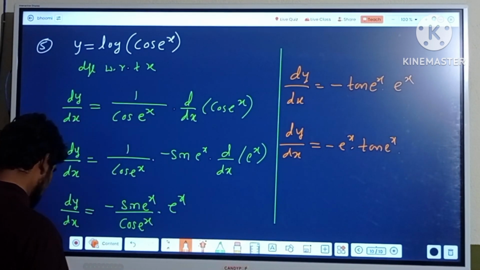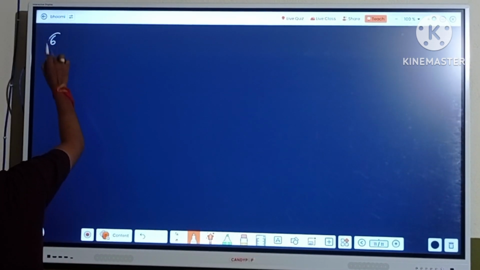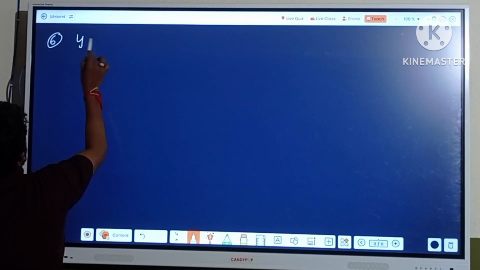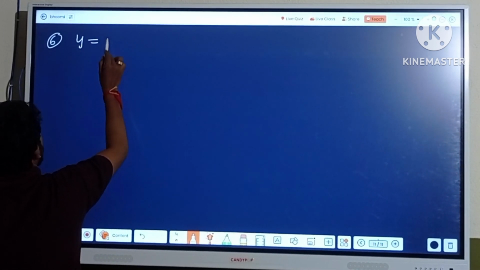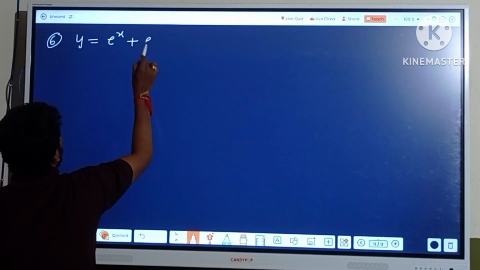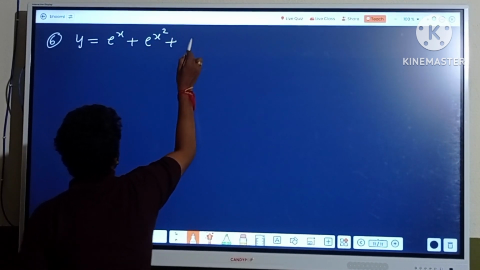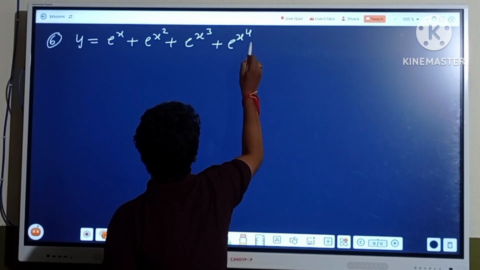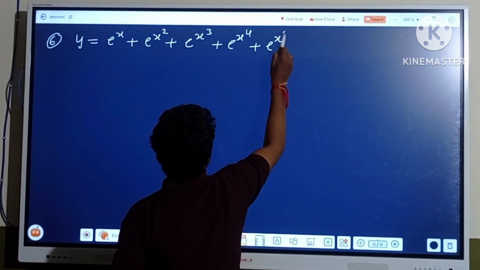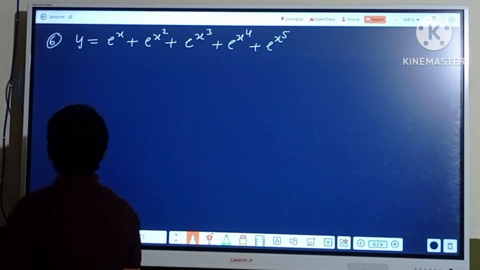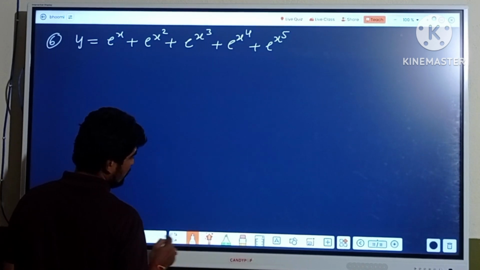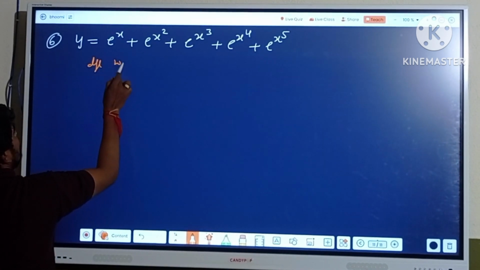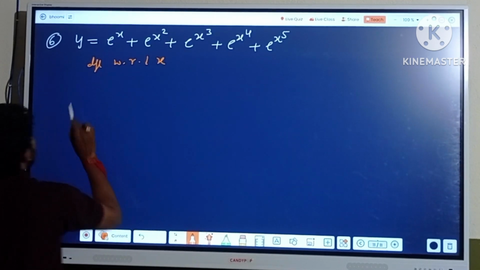I hope all of you are understanding. Now the sixth question is: find dy by dx for the function y equals e power x plus e power x square plus e power x cube plus e power x raised to 4 plus e power x raised to 5. So we need dy by dx. Therefore, differentiate this with respect to x.